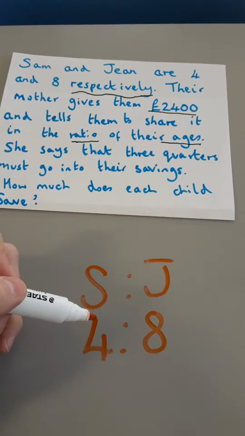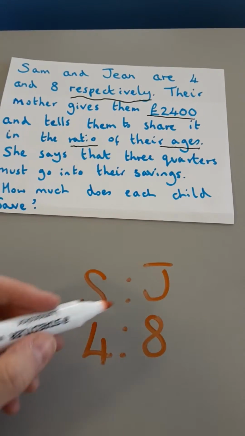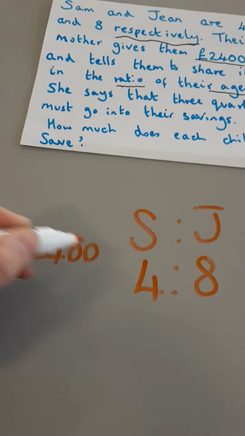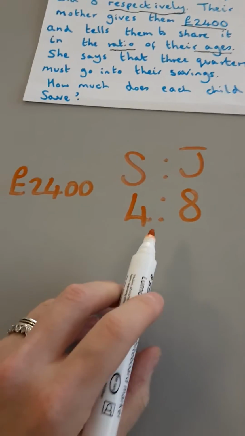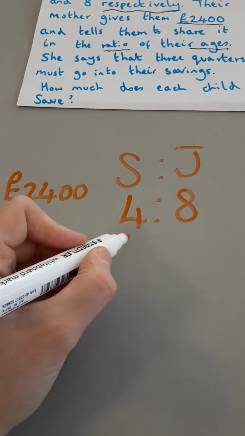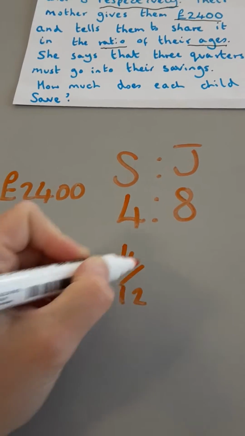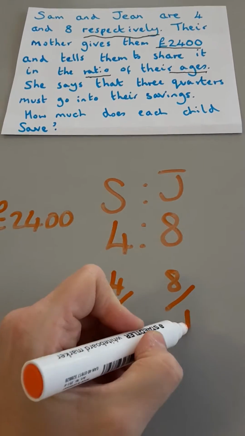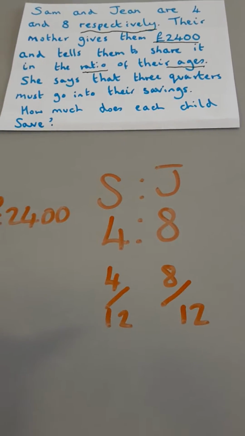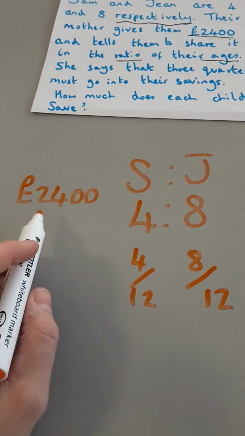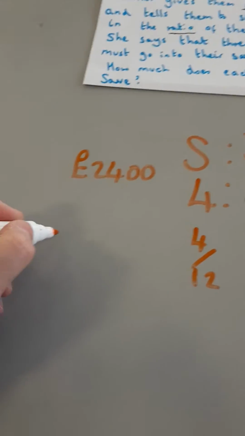So Sam and Jean are 4 to 8, and the mother is giving them £2,400. So in total, we have 12 chunks. So Sam's going to get 4/12, and Jean is going to get 8/12. So what we can do is divide this into 12 pieces.